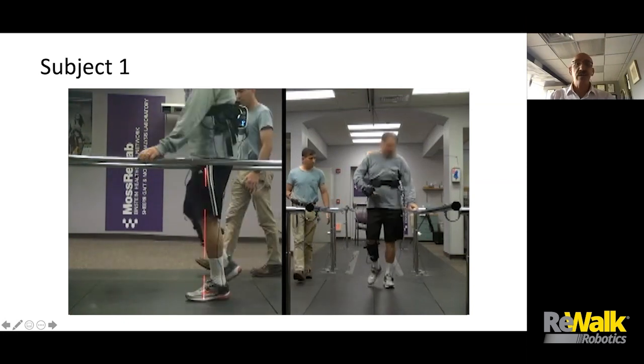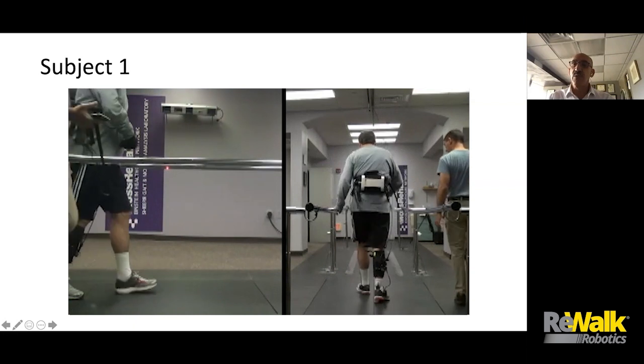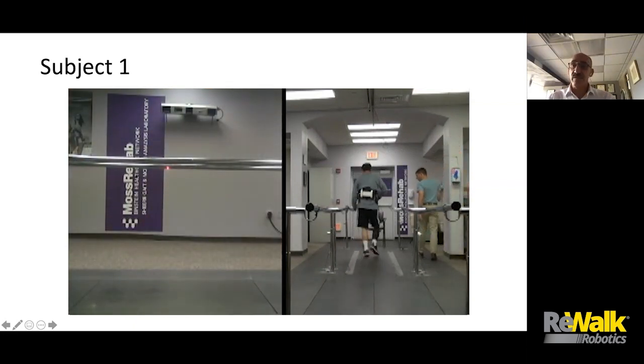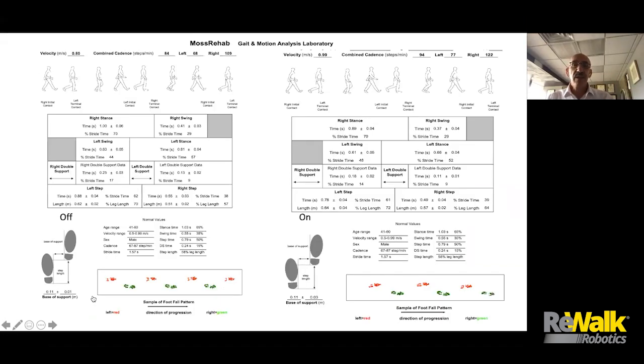Not perfect. We didn't repair his walking and make it normal, but we've produced an improvement. And if you repeat this walking pattern in an improved manner, you're optimizing the walking. The expectation is that the neurological system will learn from that. So this is just brief data from that patient.